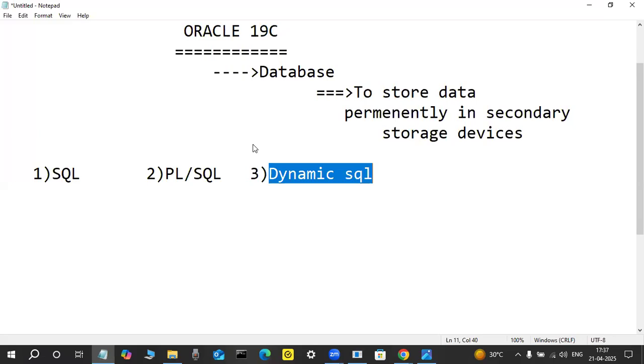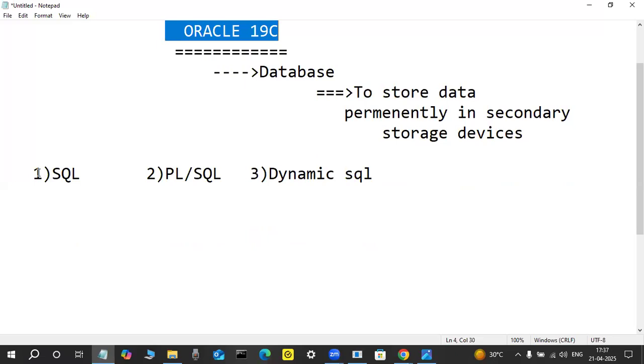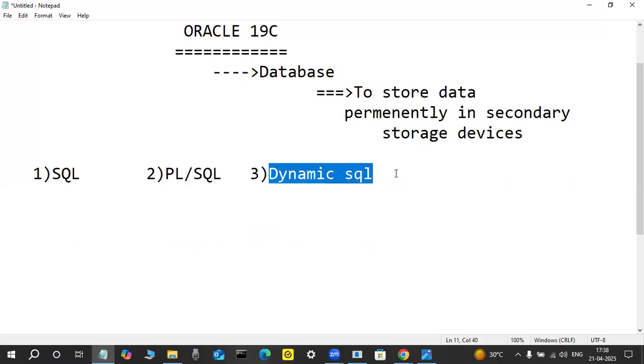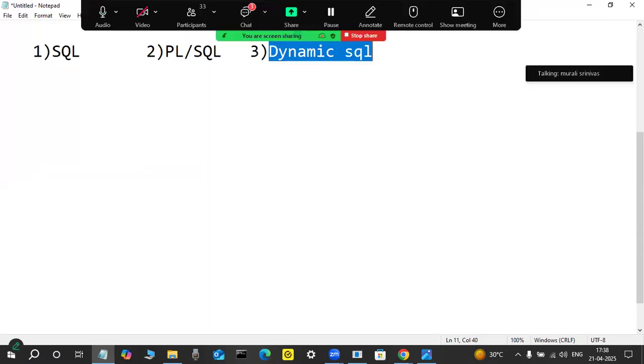That's why I always observe here: if you want to operate Oracle, which languages do we use? SQL language, PL/SQL language, dynamic SQL language. Suppose you are learning an Oracle course, don't worry, in a worldwide Oracle course they teach these languages. But in the SQL language, which concepts are we learning? Don't write it, just observe.